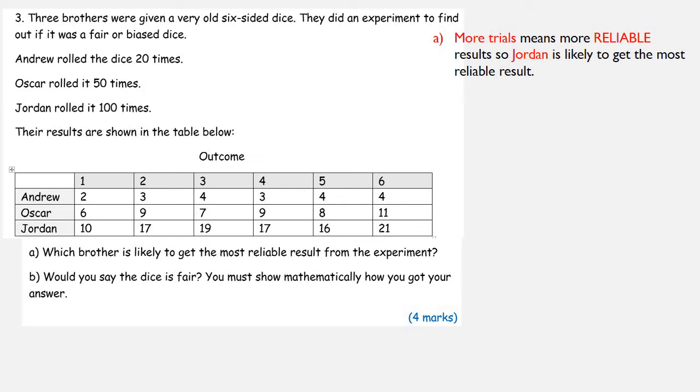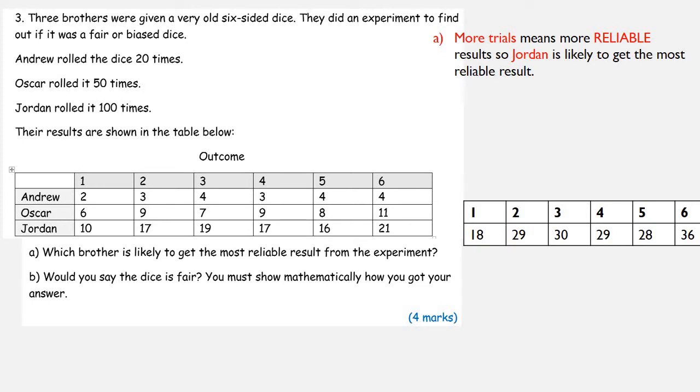Would you say the dice is fair? Okay, some of you went about this by just looking at the numbers for Jordan, but it doesn't say just to use Jordan's results. So I would recommend that you add each of the sets of numbers together. So you'd add up Andrew's and Oscar's and Jordan's results for 1, add all their results for 2, add all the results for 3, and so on. And that gives you the values which are on the slide now. Okay, so all together, they rolled 18 1s, 29 2s, 33 3s, and so on. And that was out of 170 rolls.